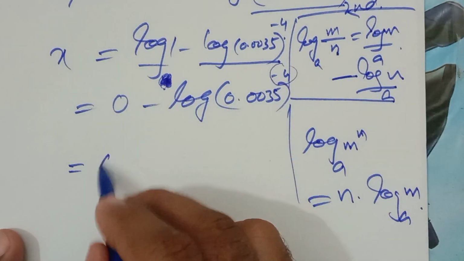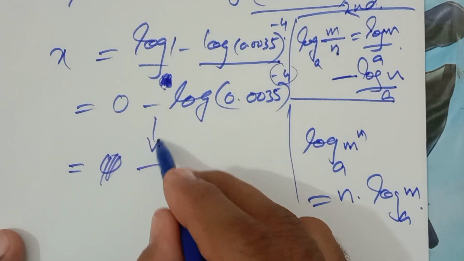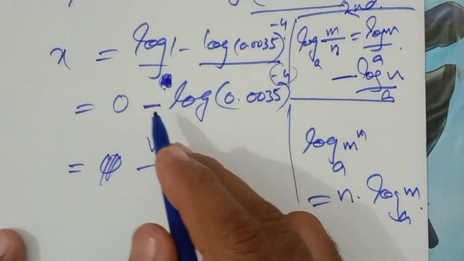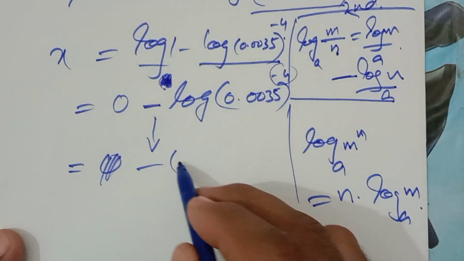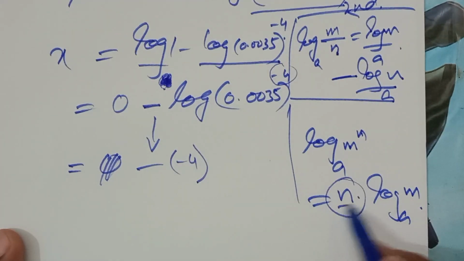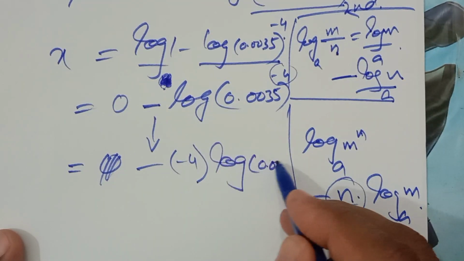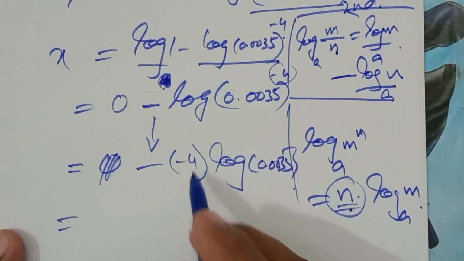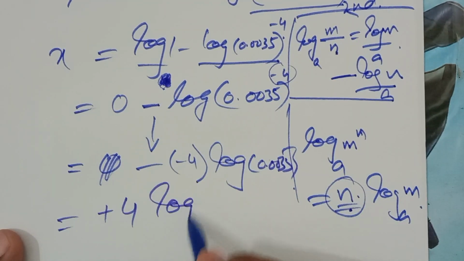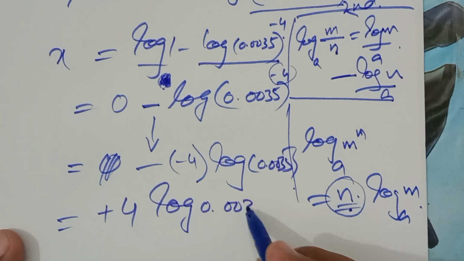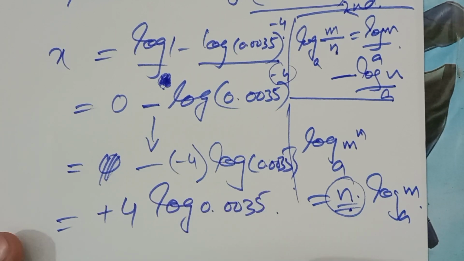Negative 4 is the n, and the log with base 10 of 0.0035, with the negative sign, by the formula. So negative 4 represents the n, times log with base 10 of 0.0035. Clear? Negative 4 times log with base 10 of 0.0035. So we can also write this as an answer.